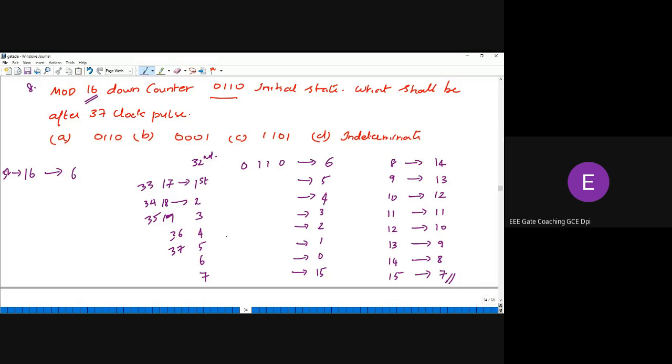Yeah. So 37th clock pulse showing 1. So 1 is nothing but 0, 0, 0 1. Any doubt?